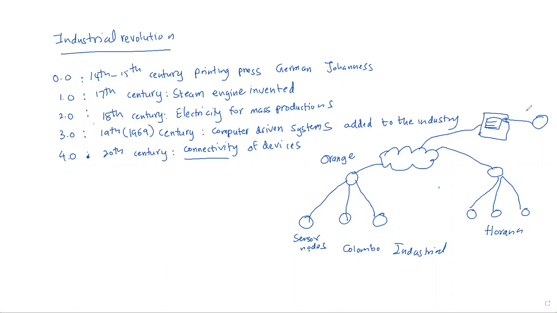If it is a manager or the CEO of the company, they can view the data from another location, which could be maybe in the US or somewhere outside the country even. That is one application. Another application is the connectivity between different locations, between the Colombo facility and the Horana facility also.